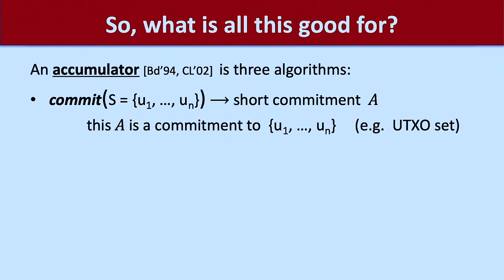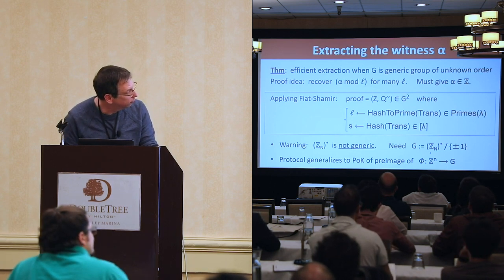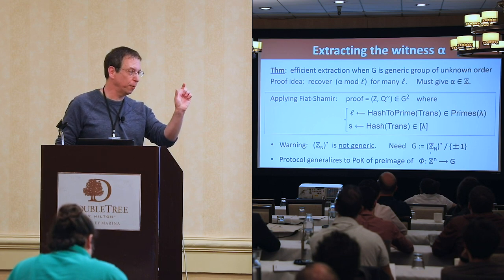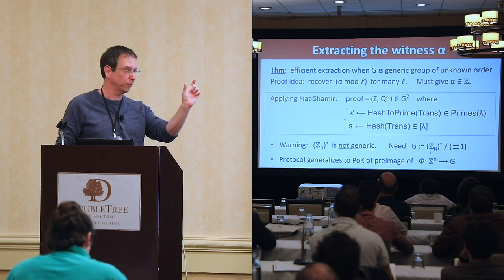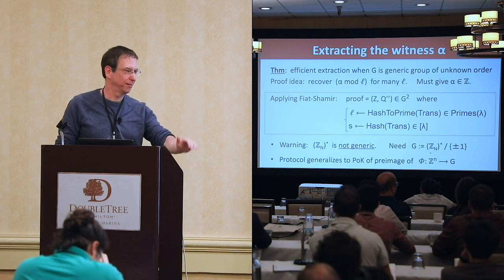Excellent. So then, yeah. How do you hash elements in generic groups? Well, if you remember, elements in generic groups are represented as random bit strings. So you just hash those bit strings. That's explicit.